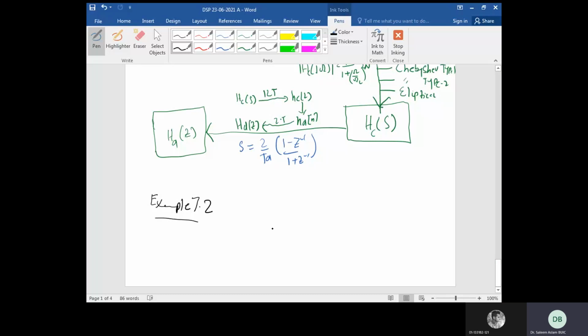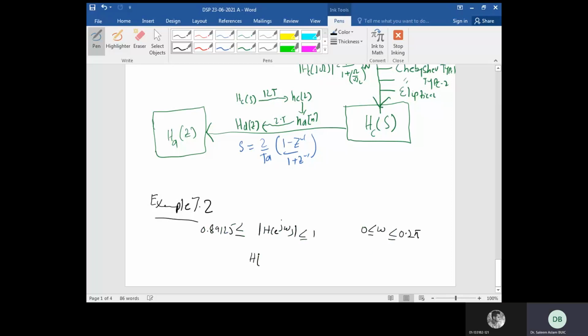So if you see your example 7.2, it would be like this. You are given specs: greater than or equal to 0.89125, and it should be less than or equal to 1, for omega greater than or equal to 0 and less than or equal to 0.2 pi.